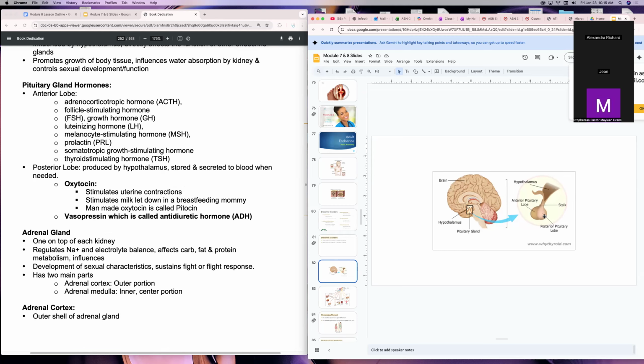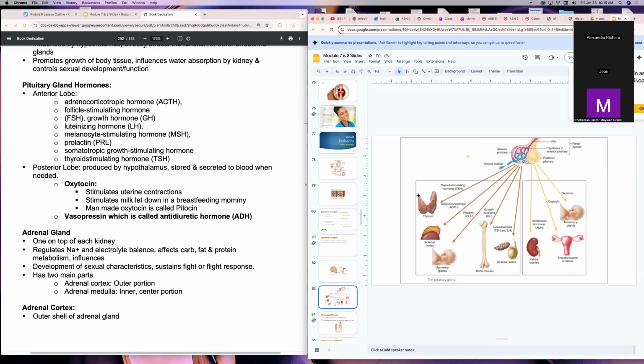So anterior: adrenocorticotropic hormone, follicle stimulating hormone, which has a lot to do with reproduction and fertility, growth hormone, which does what it says. It helps us to grow and develop from the bodies of children and adolescents to fully grown adult bodies. Luteinizing hormone, which also deals with fertility and reproduction. Melanocyte stimulating hormone, prolactin, right?